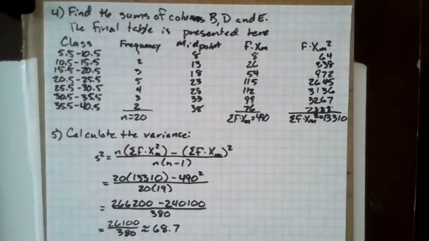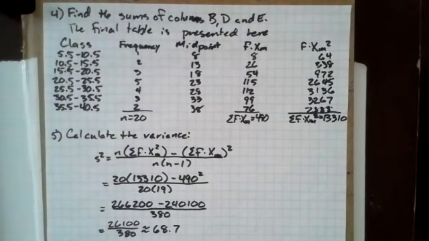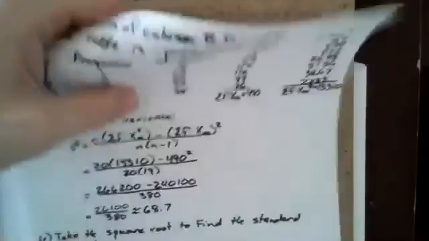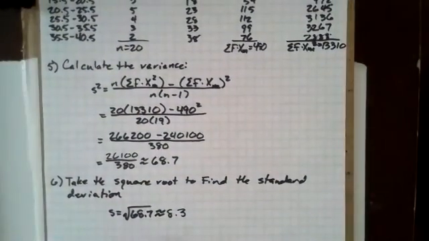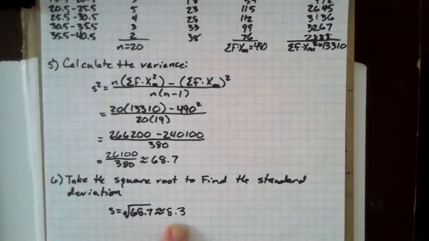And we plug all of this into our formula for s squared. So that's 20 times 13,310 minus 490 squared over 20 times 19, which is 266,200 minus 240,100 all over 380. We subtract, get 26,100 over 380, which is about 68.7. Finally, we take the square root and find the standard deviation. Square root of 68.7 is about 8.3. There's our standard deviation.